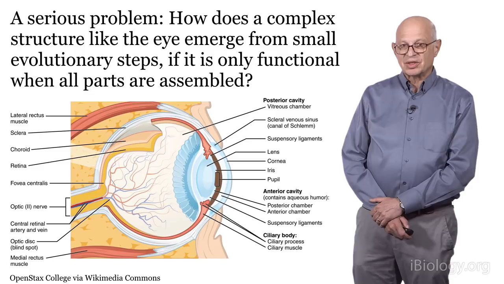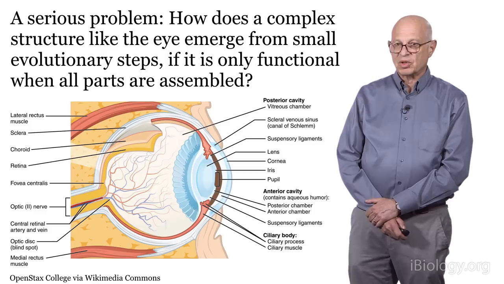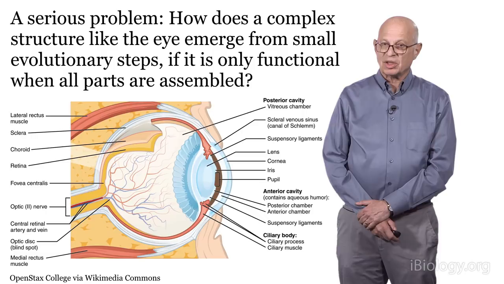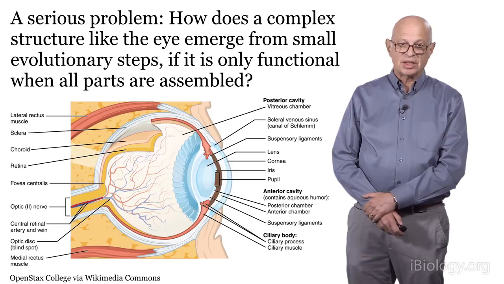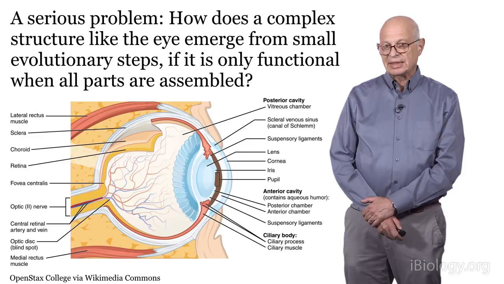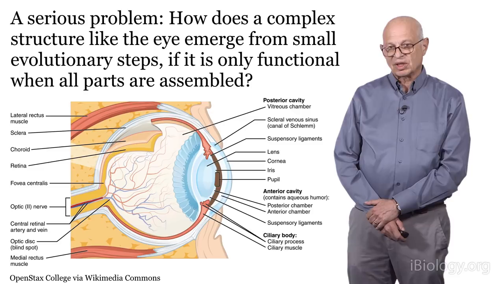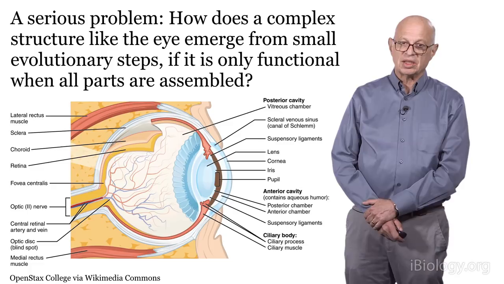But there's a serious problem. How does a complex structure like the eye emerge from small evolutionary steps? It's only functional when all parts are assembled. So here we see a drawing of the eye, and we see the lens, which is necessary. We see the retina, which is necessary. We need the optic nerve, and of course, in the brain, we'll need all the parts of the brain which are able to interpret the images. So how could this all happen when it only would be successful after all these parts are brought together? What allowed them to continue to be selected without any actually functional value?